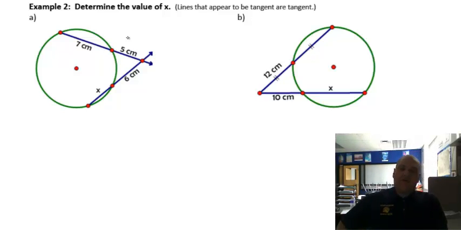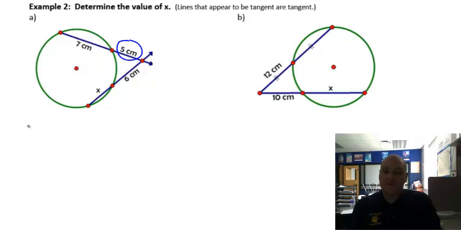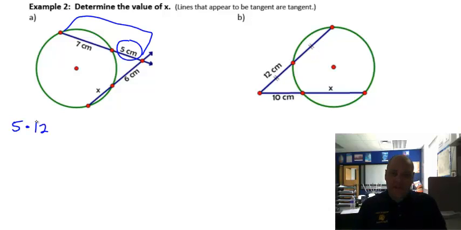We have the outside, which is 5. You could squeeze it over here wherever you have room. You might not be able to do it below the circle, but you might have to do it over here. So it's going to be 5 times the whole secant. 5 and 7, that's 12. It's not 5 times 7. Most common mistake: students go 5 times 7. They're not thinking. It's the outside times the whole thing.